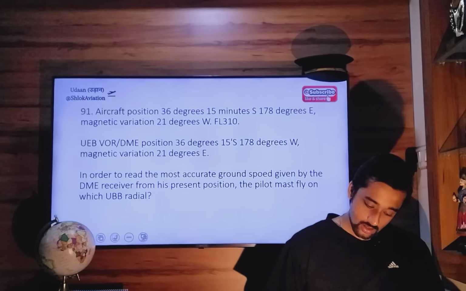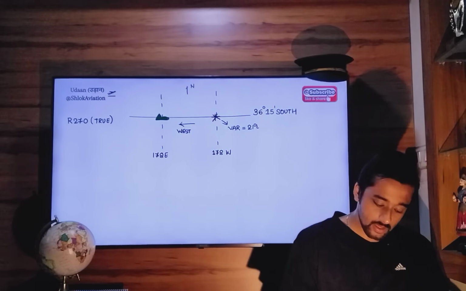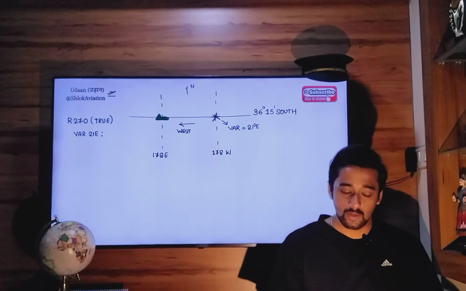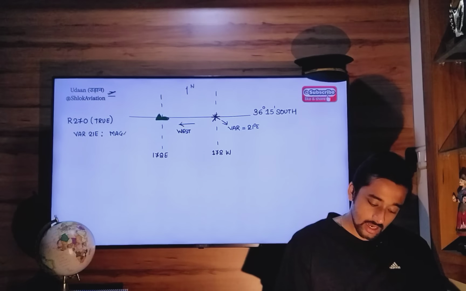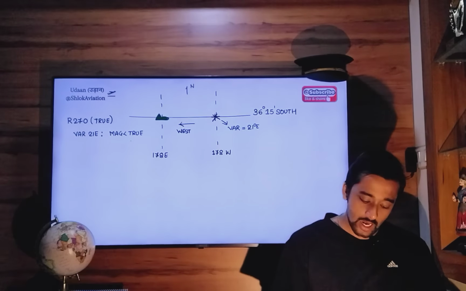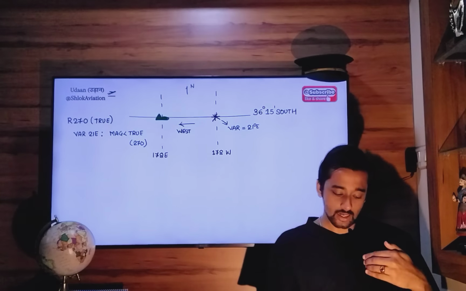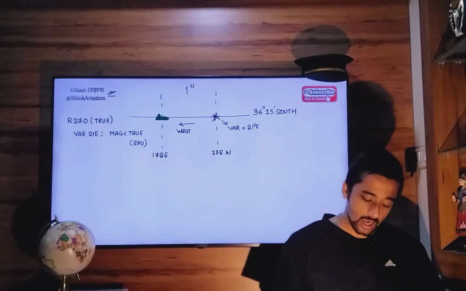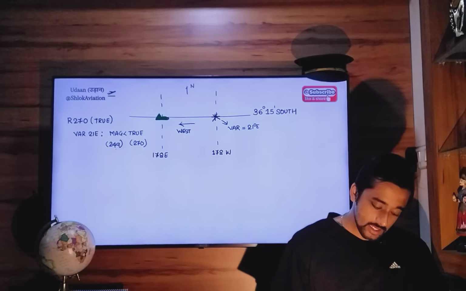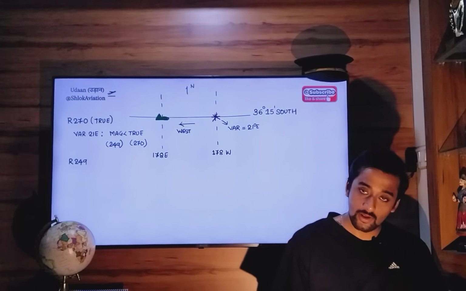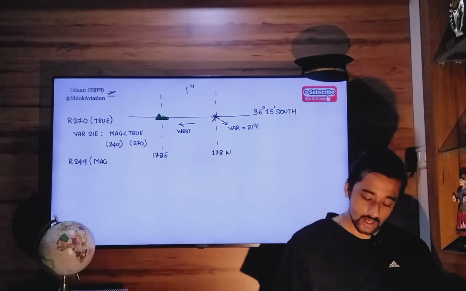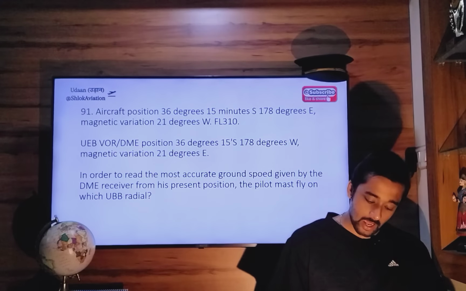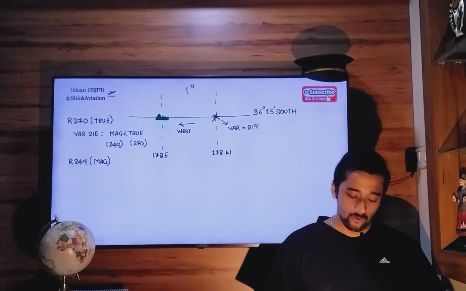Variation here is 21 degrees east. So when you apply variation 21 east, that means magnetic will be less than the true direction. True direction is 270. When you subtract 21 from 270, you get the answer 249. So that means the aircraft is situated on radial 249 with respect to magnetic north datum. This is the correct answer. So on what radial must the pilot fly? The pilot must fly on radial 249.